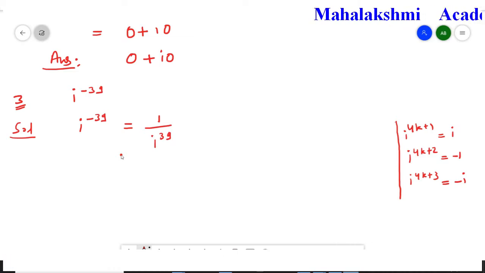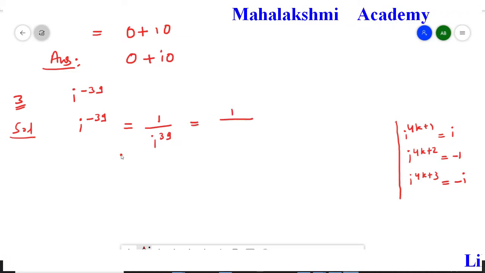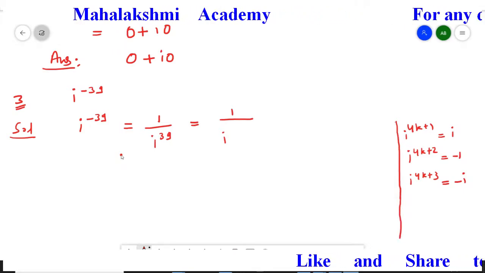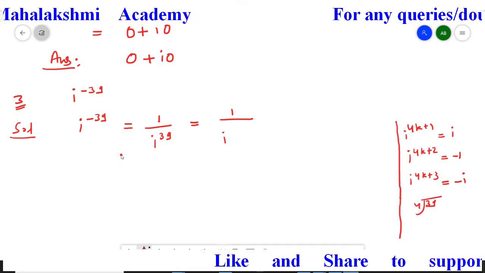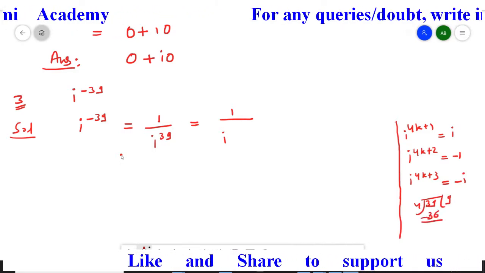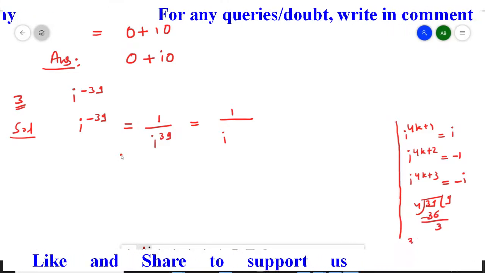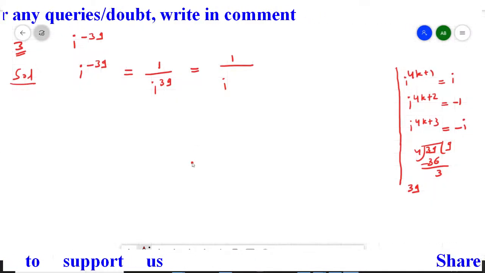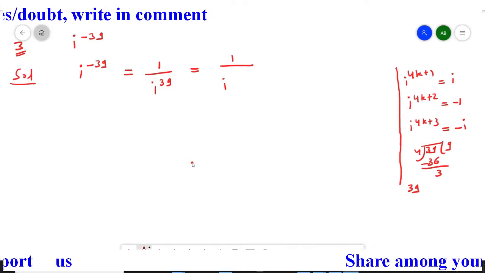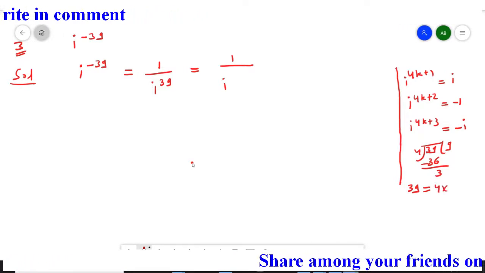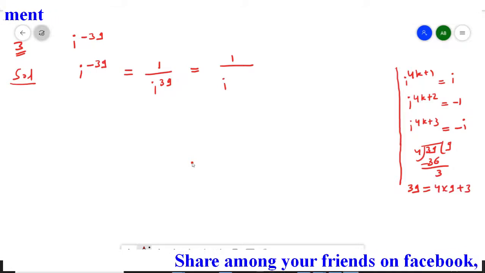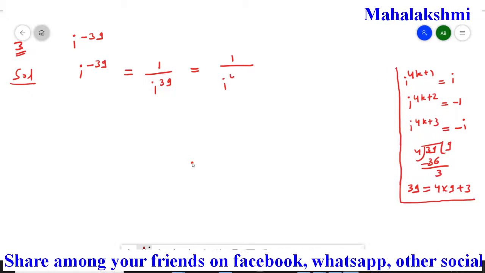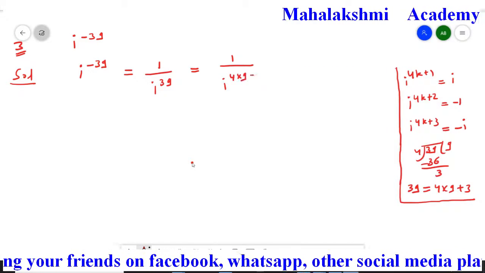Now in the denominator, this 39 we have to write in the form of multiples of 4 plus remainder. So 39 divided by 4: 4 nines are 36. So 39 we can write as 4 multiplied by 9 plus 3. So what we are going to do is, here this 39 we are going to replace with 4 multiplied by 9 plus 3.